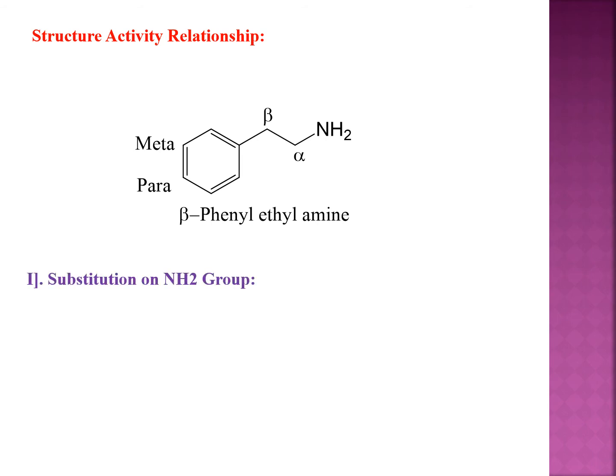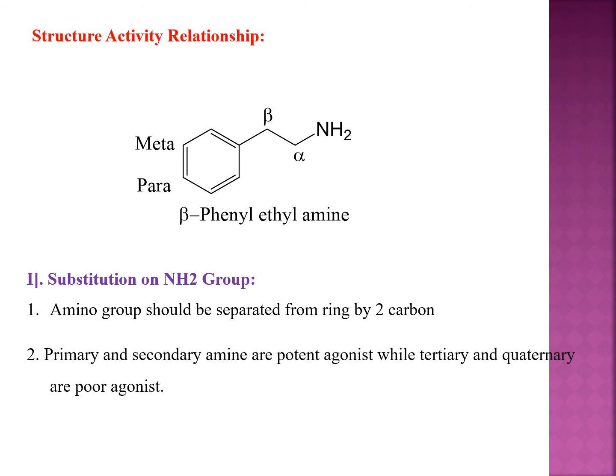Now the first point in structure activity relationship is substitution on the NH2 group. The presence of the NH2 group in beta-phenylethylamine is important for direct agonist activity. The amino group should be separated from the aromatic ring by two carbons for optimal activity. Both primary and secondary amine groups are found among the potent direct acting agonists, but tertiary and quaternary amines give poor direct agonist activity.